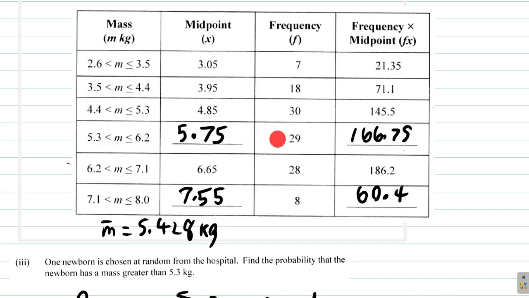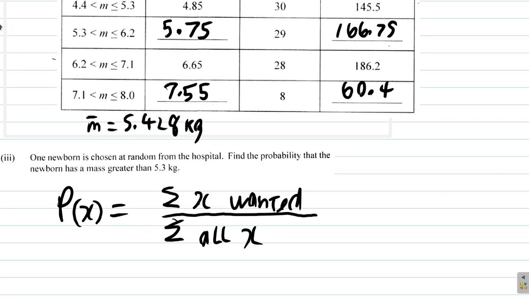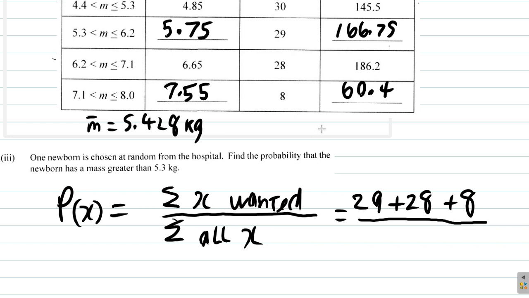This is 29, because M is greater than 5.3. So these are greater than 5.3. So 29 plus 28 plus 8 of them are greater than 5.3, divided by all the newborns, which is 120. So that's going to be the probability.